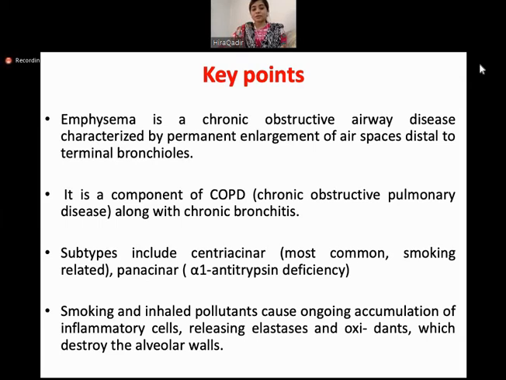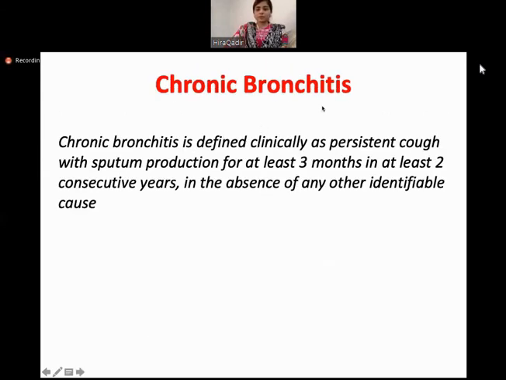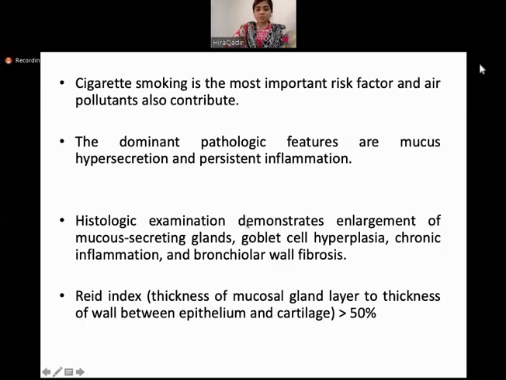And what is the pathophysiology? Smoking and all the inhalant pollutants cause ongoing accumulation of inflammatory cells, releasing elastases and oxidants which destroy the alveolar wall. And in alpha-1 antitrypsin deficiency, there is an imbalance between proteases and antiproteases. So this is the emphysema. If you have any question, I will take questions at the end of my lecture.